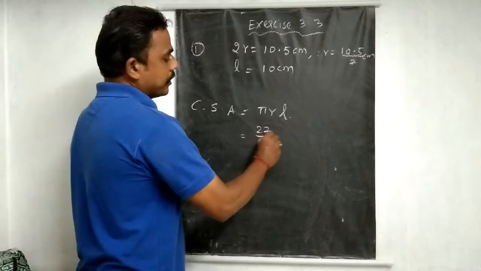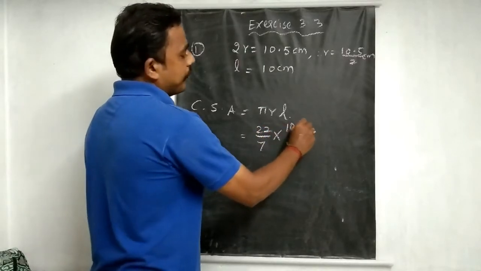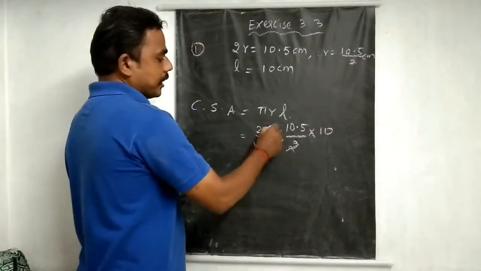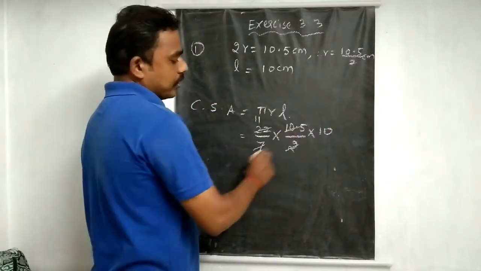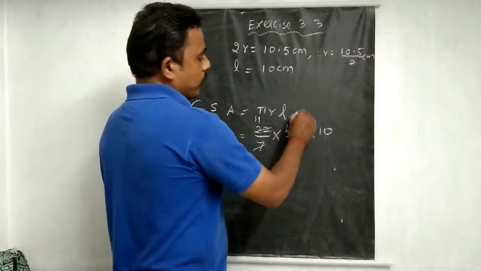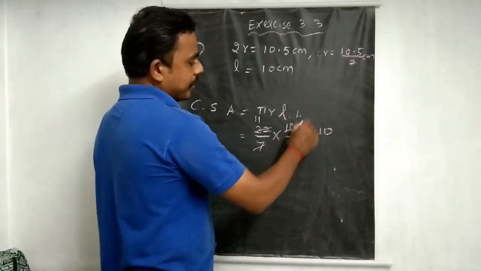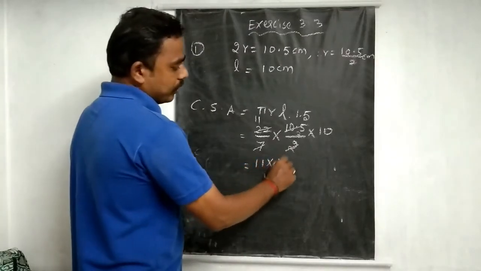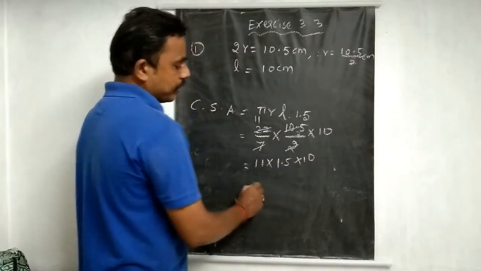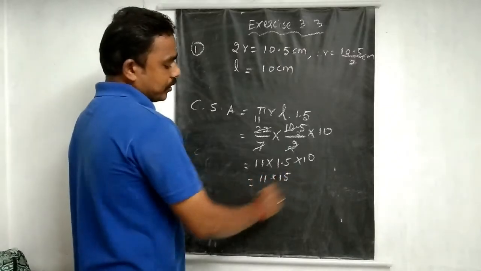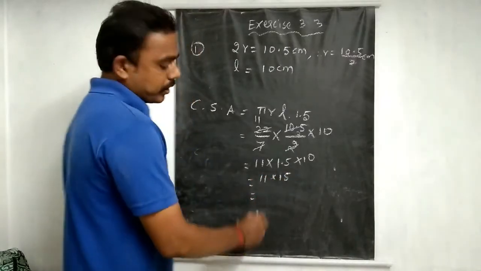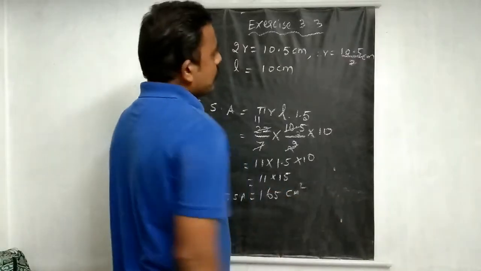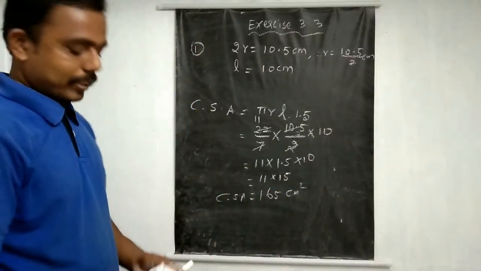So 22 divided by 7 into 10.5 divided by 2 into l value 10. Just cancel this 11. The 7 we can cancel, no? So 1 7s are 7, fine, remaining 3 5. After finding this, 11 into 1.5 into 10. So 11 into 15, the final answer is 165. Everything in centimeters, so centimeters squared. This is our answer for the first question.